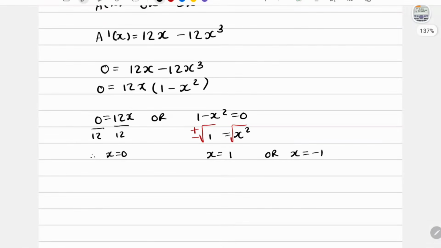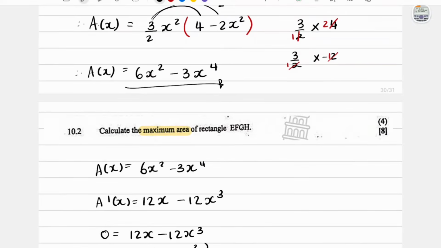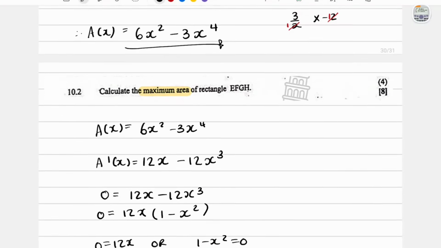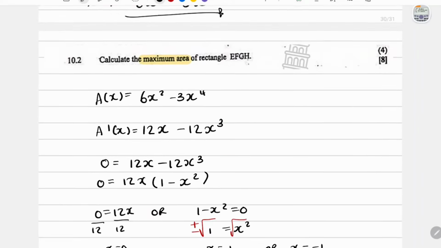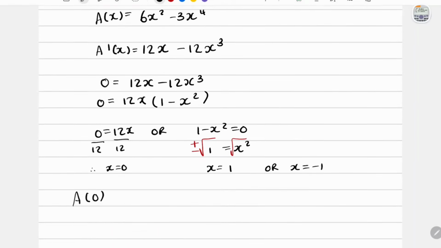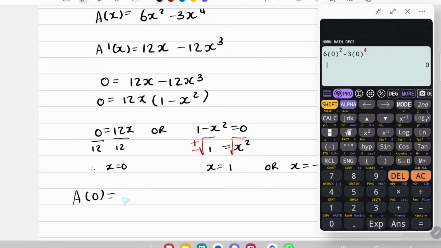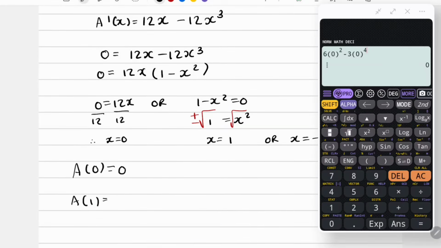Okay, how do we know which one is our maximum? Well, this is not a normal function that we're used to seeing. It's not a parabola or cubic function. So all you can do is really just substitute. We're going to substitute and see which one works. I try A of 0 into our function of A of x. What do we get? I get 0. So that's just 0. If you try A of 1, A of 1 and A of negative 1, they're going to be the same thing.